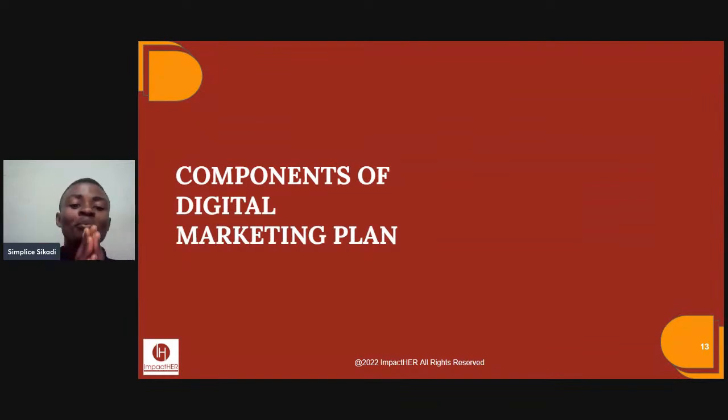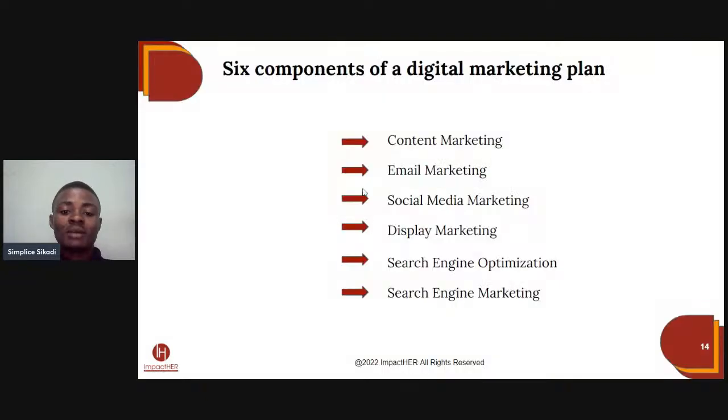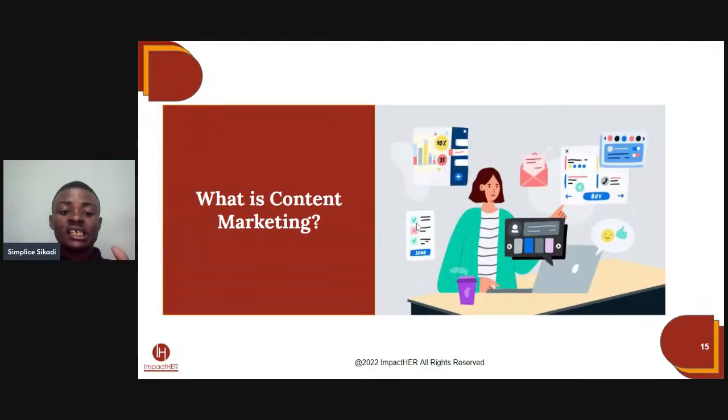So let's look at the components of a digital marketing plan. Remember that all of these are things you must do before you start your digital marketing at all. What are the components of a digital marketing plan? We have 6 components here: content marketing, email marketing, social media marketing, display marketing, search engine optimization, and search engine marketing. Don't worry if you didn't understand, because in the next slide we're going to be explaining it in detail.